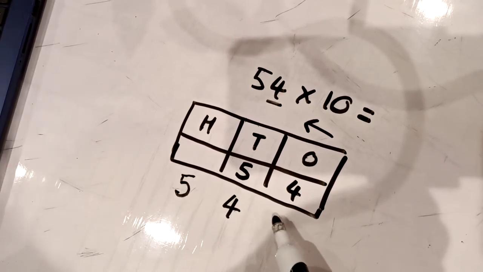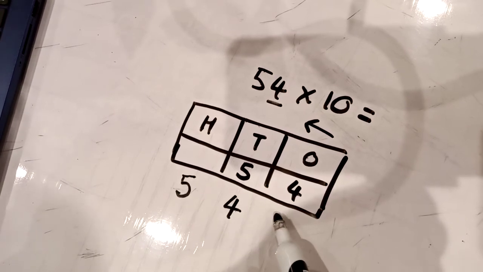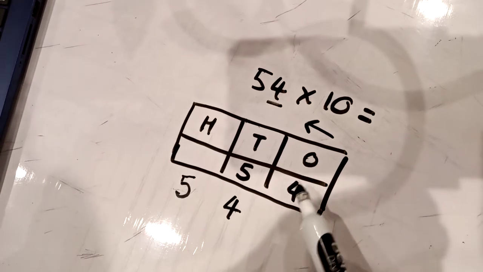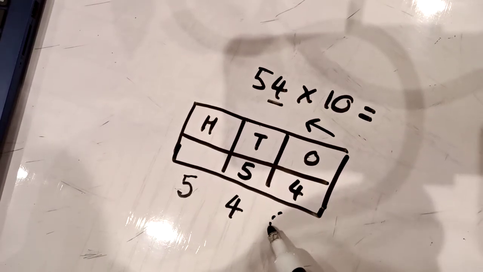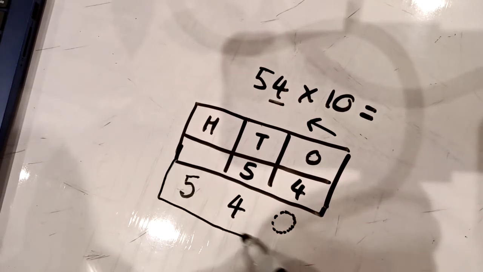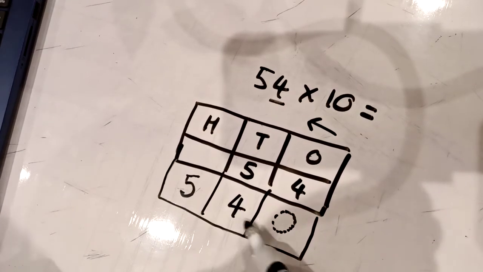But we've got a problem because there's a blank space here. We've got to put something there. We're not allowed to leave this free. It's got to have something in it. So we actually put a 0 there as a placeholder. So 54 times by 10 becomes 540.